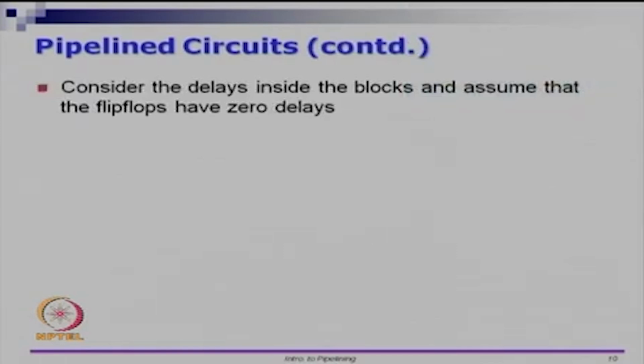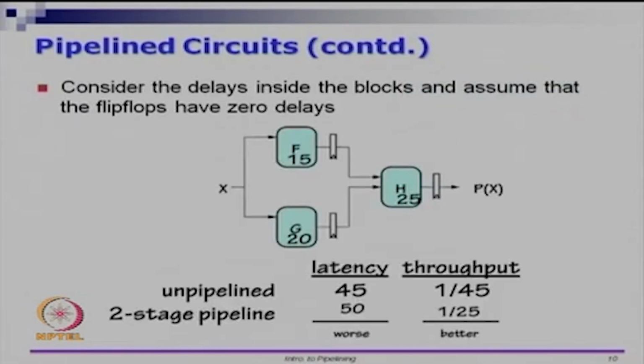So if you assume that all the flip-flops have 0 delays, then the unpipelined latency will be 45 time units. So it's maximum of 15, 20 plus 25. So it's 45 time units. So the throughput is 1 by 45.